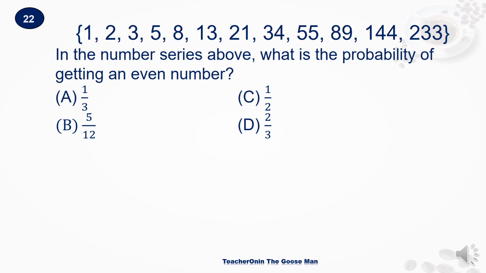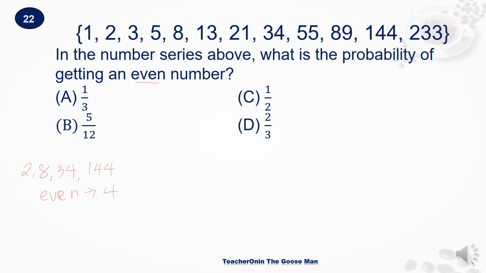Okay, let's move on to the probability problem. So again, i-unlock muna natin ano ibig sabihin natin ng even. Meaning to say, all numbers that end with either 0, 2, 4, 6, and 8. So, bibilangin natin ilan yung even numbers dito. The even numbers are 2, 8, 34, and 144. So meaning to say, yung even natin is 4.